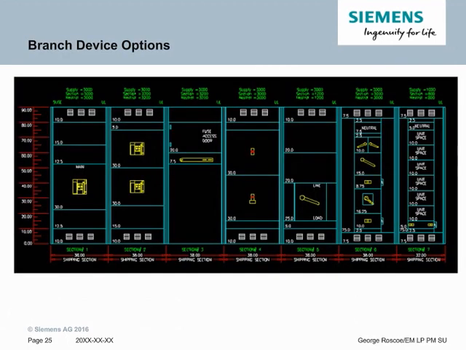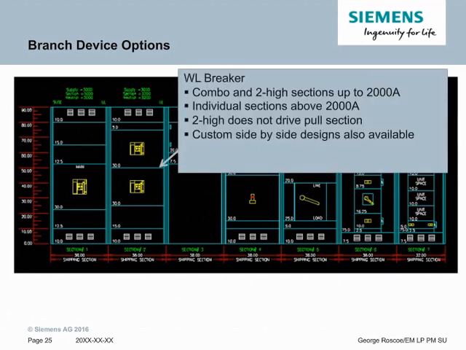There are several different branch options available on switchboards. This slide will take you through some of the most common. One of the most common main options is WL breakers, but they can also be used as larger size feeders. WL breakers can be individually mounted from 800 amps all the way up to 5,000 amps as feeders. We have combo and 2 high sections available up to 2,000 amps, which we'll get into in more detail in a future training session. You can also use the 2 high as shown here, which is not a pull section.